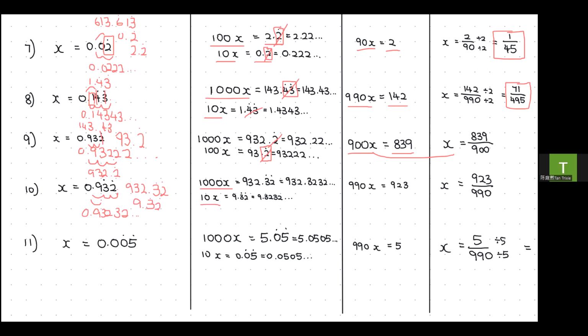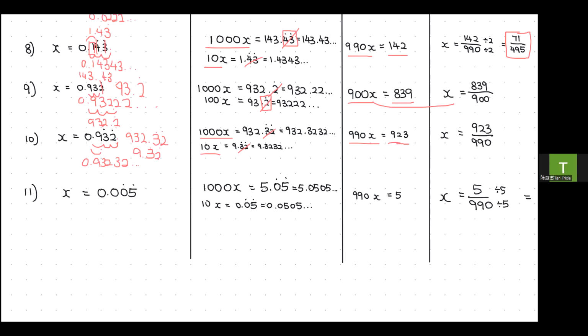So 1000x minus 10x equals 990x. Then 1000x is 932.32 recurring decimal. 10x is 9.32 recurring decimal. Cross out the recurring decimal, which is the same. 932 minus 9 equals 923. So x equals 923 out of 990. It cannot be simplified.